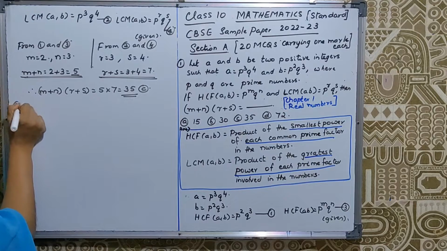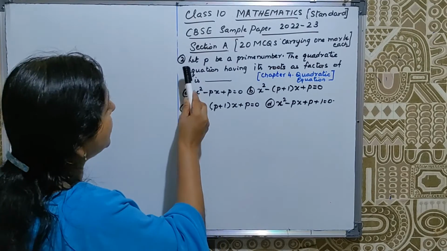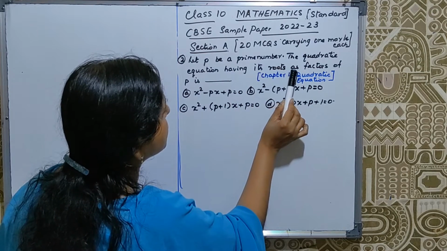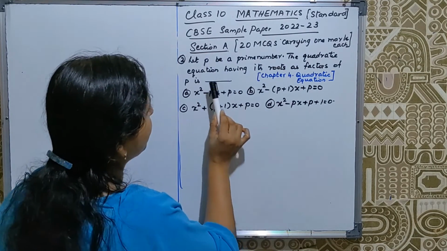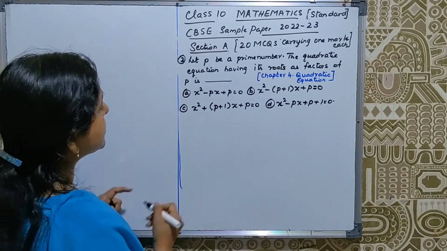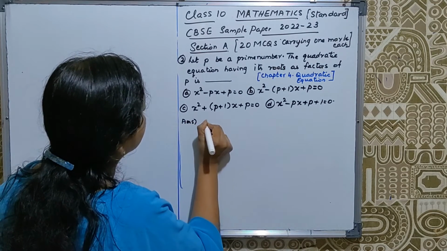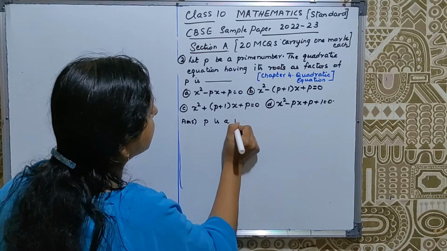Now we'll go to question number 2. Question number 2: let P be a prime number. The quadratic equation having its roots as factors of P is. So in this case, P is a prime number.